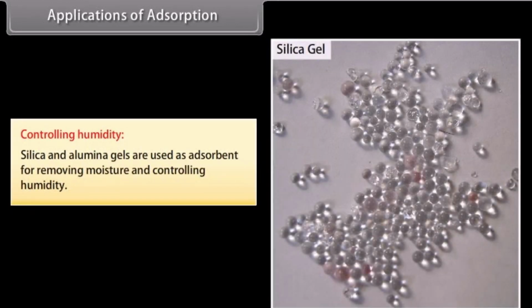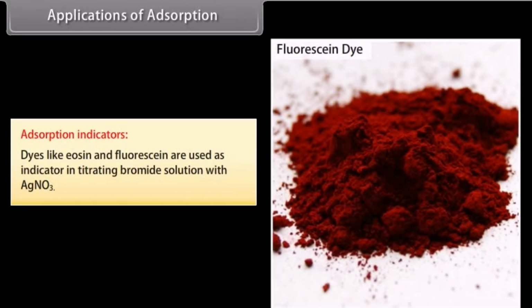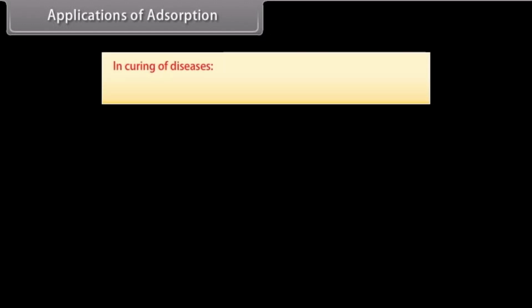Controlling humidity. Silica and alumina gels are used as adsorbents for removing moisture and controlling humidity. Adsorption indicators. Dyes like eosin and fluorescein are used as indicators in titrating bromide solution with AgNO3, as the precipitate of silver halide has the property of adsorbing these dyes and thereby producing characteristic deep colors at the end point in the titration.